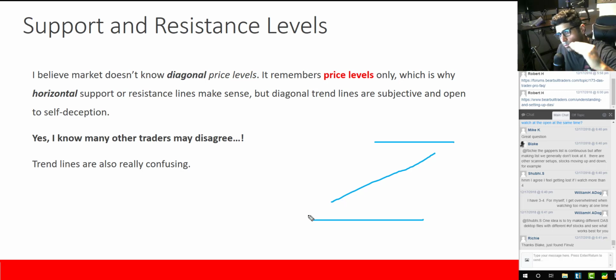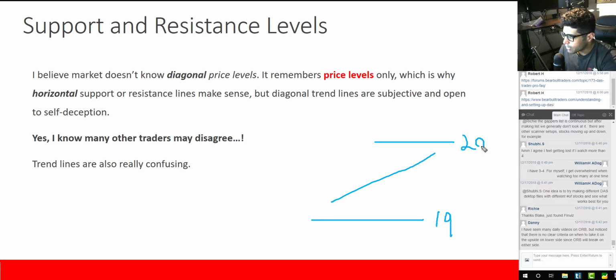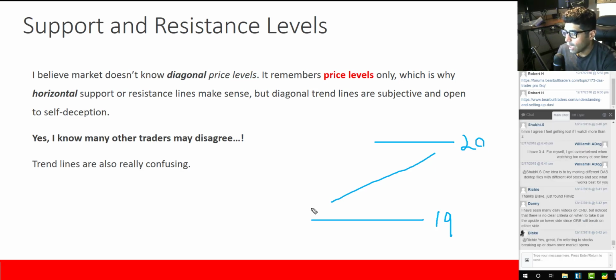Everyone remembers that Apple was $210 or Snapchat was at $27 or Baba was that price. Nobody remembers pattern. Everyone remembers, the market, computers, institutions, they remember the numbers. And that's why horizontal lines make sense, because they represent a number, $19 or $20 or something. But the trend lines, to me, are really subjective and open to self-deception. I know there's a lot of traders that might disagree. With all due respect, that's the method that I have.